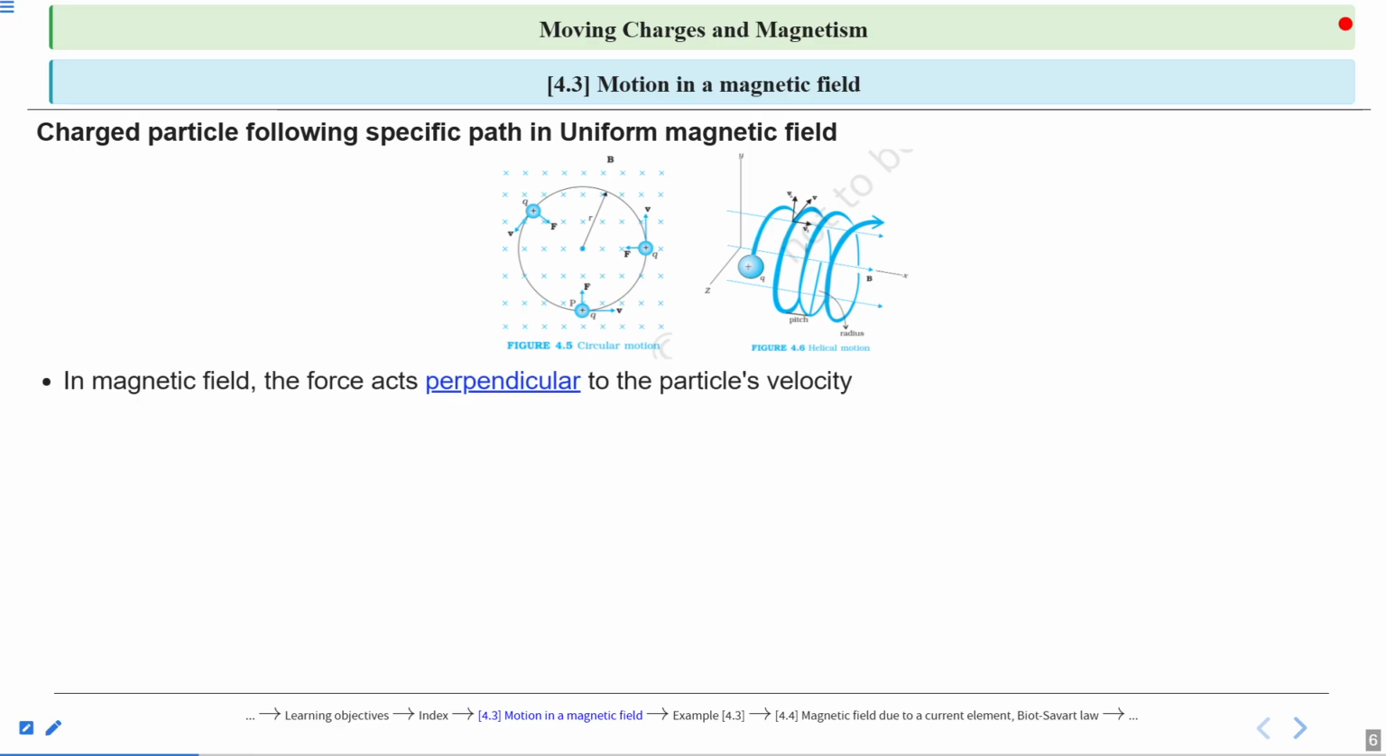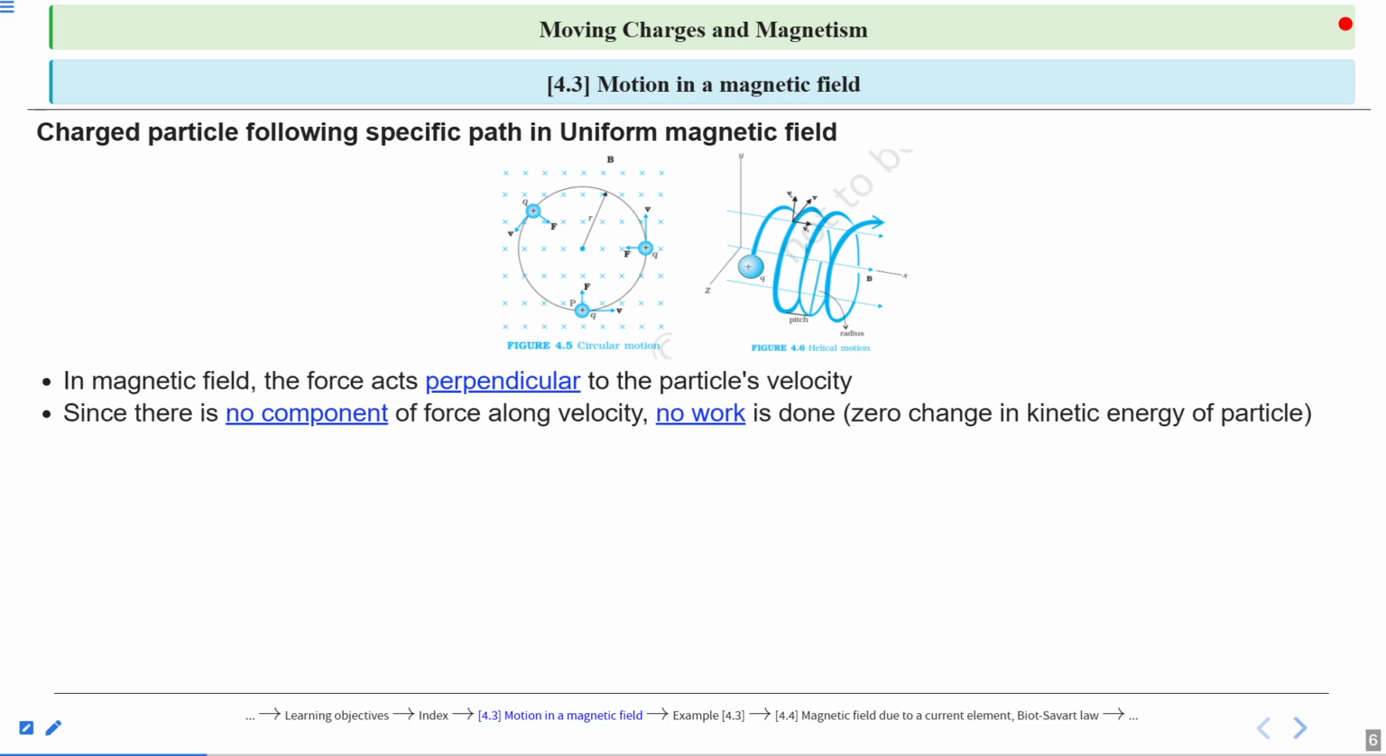In a magnetic field, the force acts perpendicular to the particle's velocity. We have discussed in the previous lecture that magnetic force always acts perpendicular to both velocity and magnetic field, because magnetic force is given by q v cross B. The resultant of v cross B will be in the direction perpendicular to both the velocity of the charged particle and the magnetic field in that region.